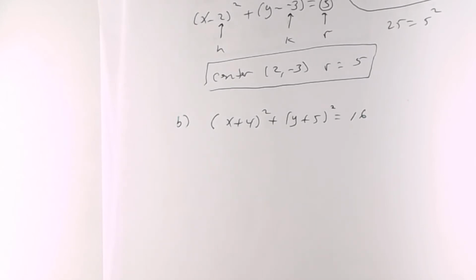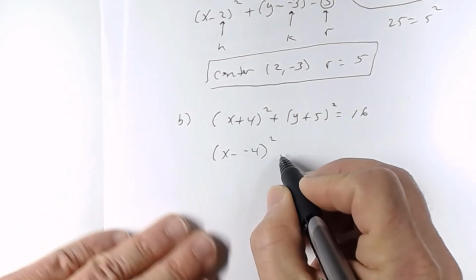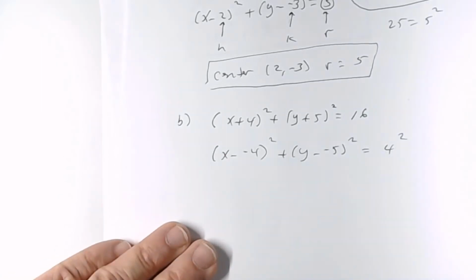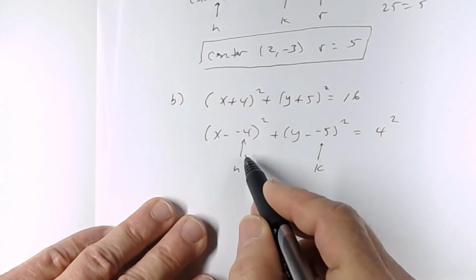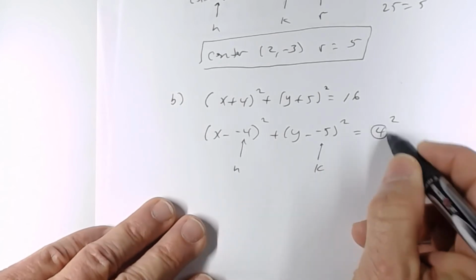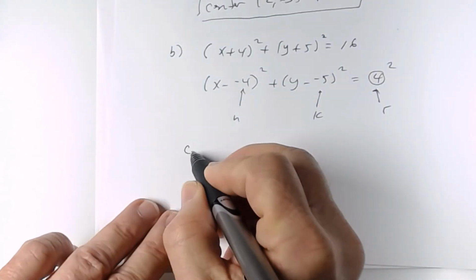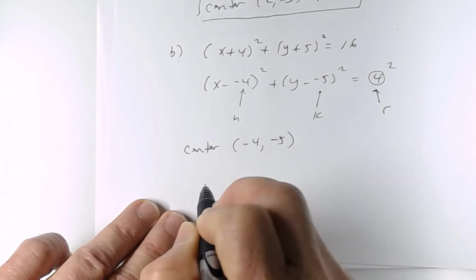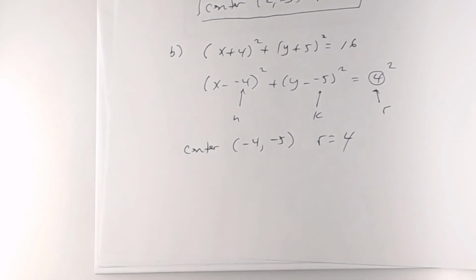So if you got to write it out, you write it out. So you would say that's (x - (-4))² + (y - (-5))² = 4². So this is your h, this is your k. So h is -4, k is -5, and your radius is 4. So your center then is (-4, -5), and your radius is 4. Okay?